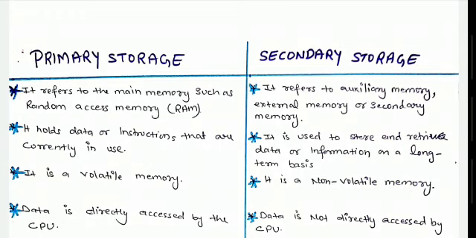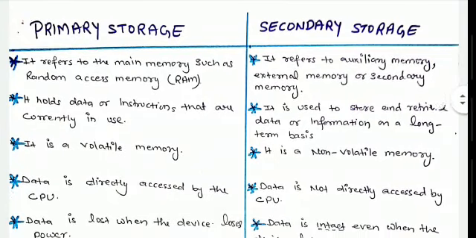Secondary storage refers to auxiliary memory, external memory or secondary memory. Second, primary memory holds data or instructions that are currently in use. It holds running programs, instructions or data only. Secondary memory is used to store and retrieve data or information on a long-term basis.